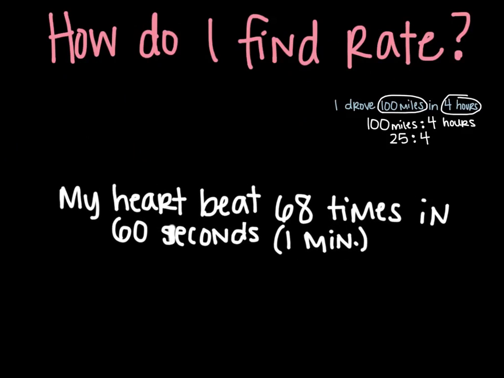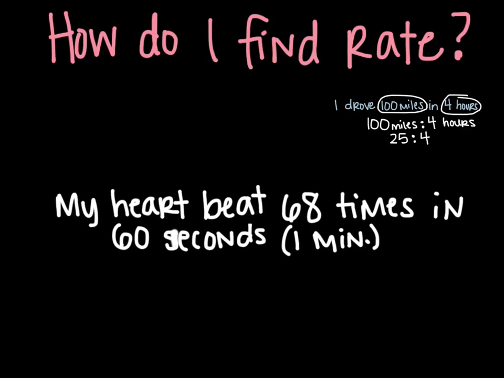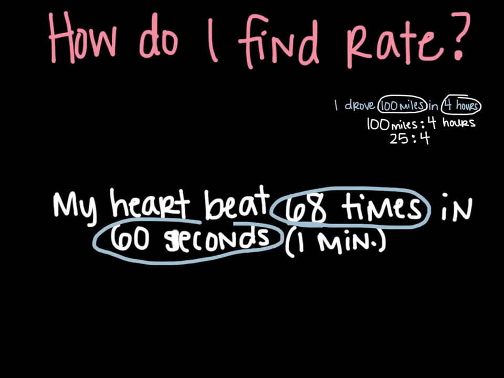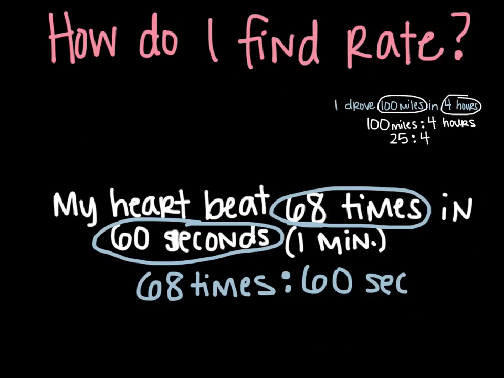Next one, my heartbeat, 68 times in 60 seconds, which is 1 minute. So write that one down. This is your second example. And then we are going to circle the important words. So 68 times and 60 seconds. This is going to be our rate. So we're going to take 68 times to 60 seconds. And then we can simplify this down. We can divide by 2, which would give me 34 to 30.